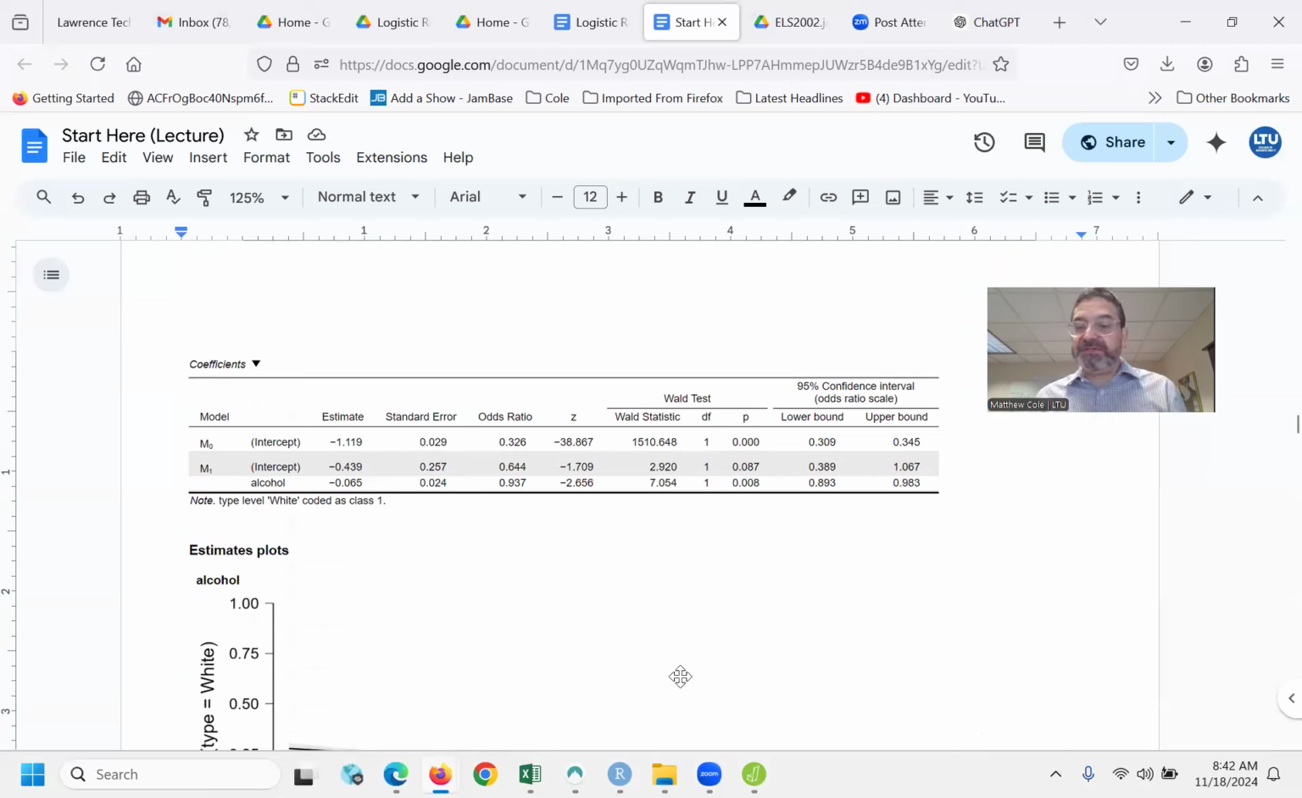So why do we use the odds ratio? We use the odds ratio so we can have conversations. People understand when you tell somebody you're 2 times more likely, right?